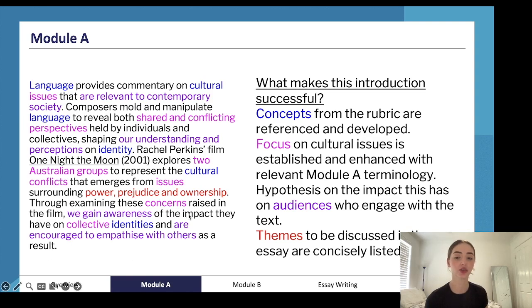This is a really solid introduction structure where you have your thesis, elaboration of your thesis, introduction of your prescribed text and how it connects to the thesis, introduction of your ideas that you will later look at, so body paragraph 1, 2, and 3, and then audience effect. Audience effect should always be, regardless of the module, your final sentence.